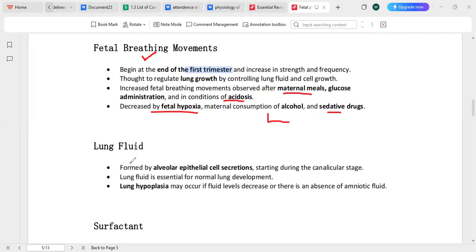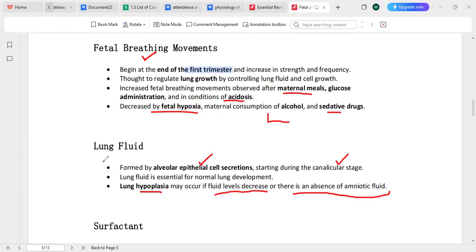What are the lung fluids? They are formed by alveolar epithelial cell secretions, started during the canalicular stage. Can you see that in the table as well? Lung fluid is essential for normal lung development. Lung hypoplasia may occur if fluid levels decrease or there is an absence of amniotic fluid.